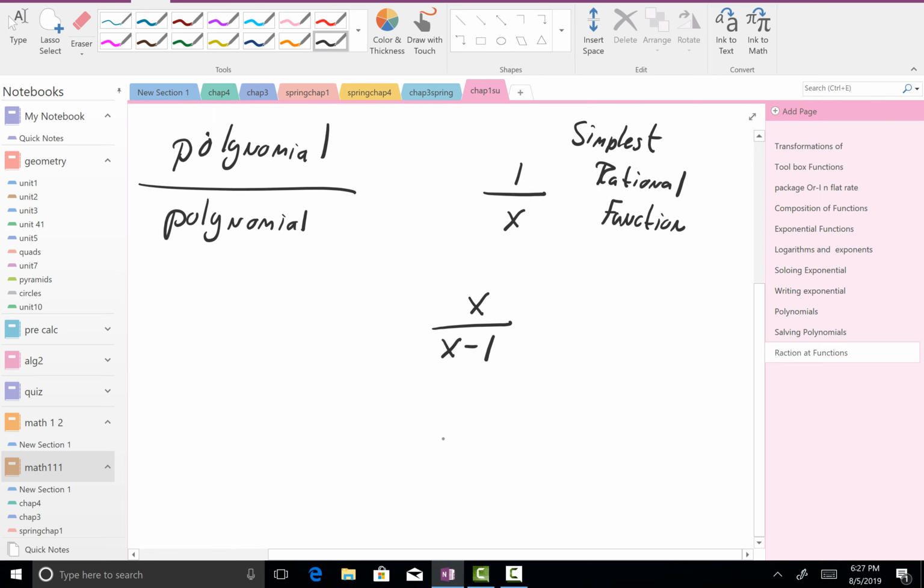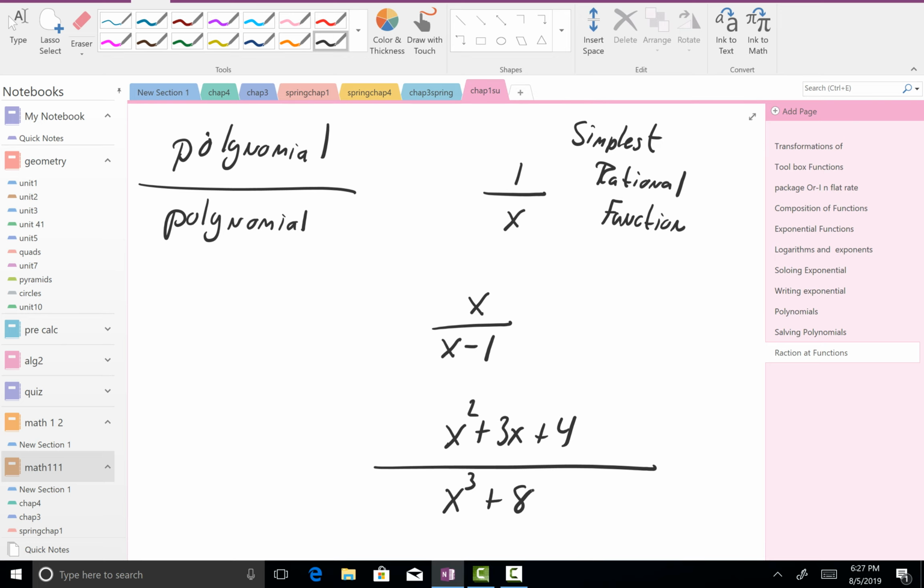Anytime we have a polynomial over another polynomial, it's a rational. Those are all rationals. We just can't have a function like a log on the top. That's not really a rational, it's more a polynomial than it is something else. When you graph these, you get some peculiar results.